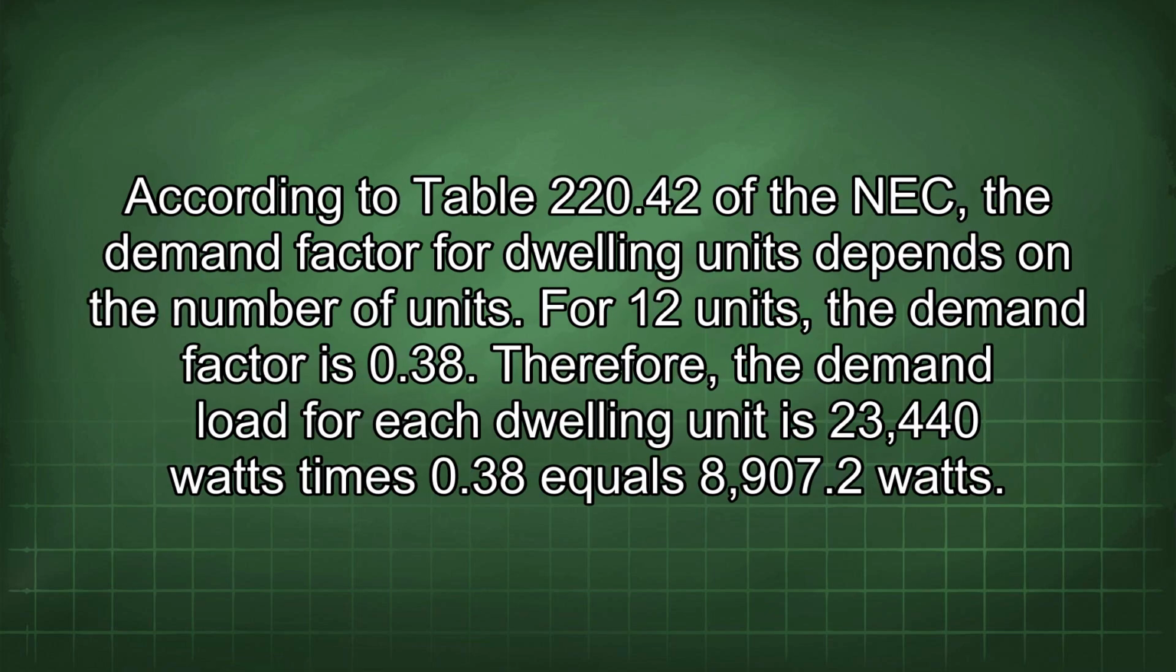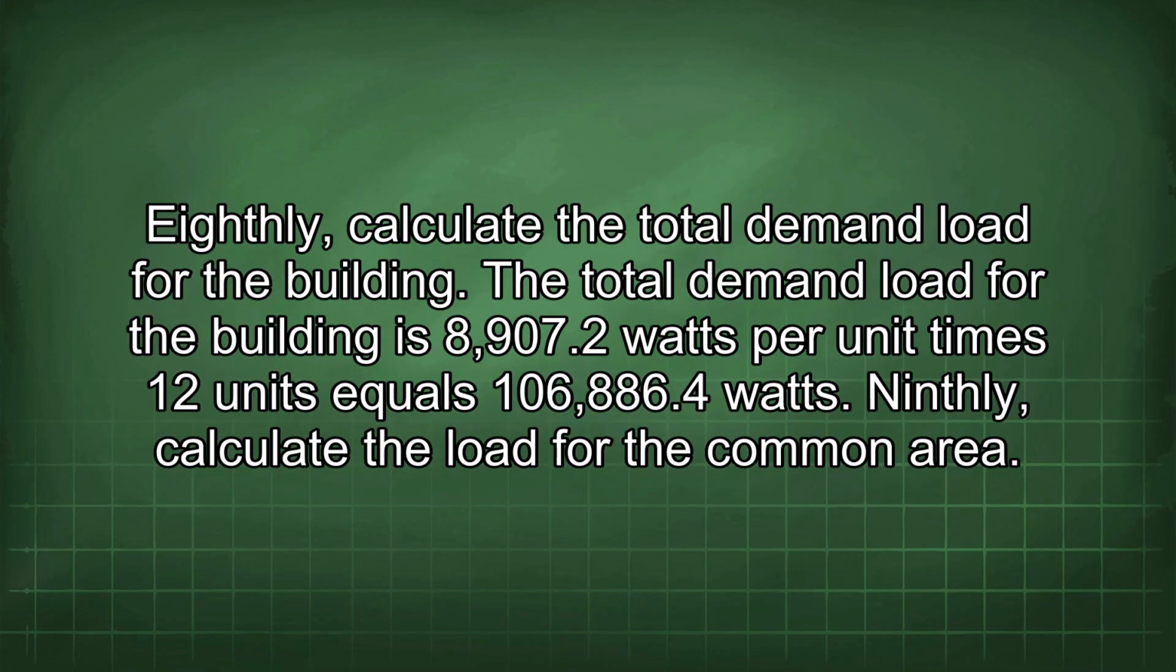Seventhly, apply a demand factor to the total load for each dwelling unit. According to Table 220.42 of the NEC, the demand factor for dwelling units depends on the number of units. For 12 units, the demand factor is 0.38. Therefore, the demand load for each dwelling unit is 23,440 watts times 0.38 equals 8,907.2 watts.